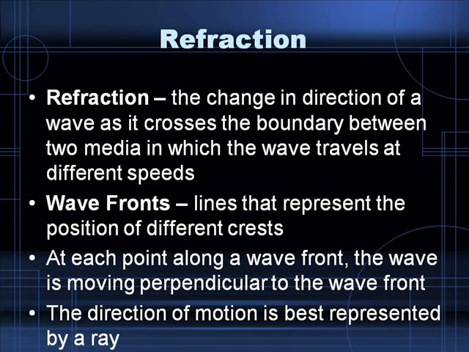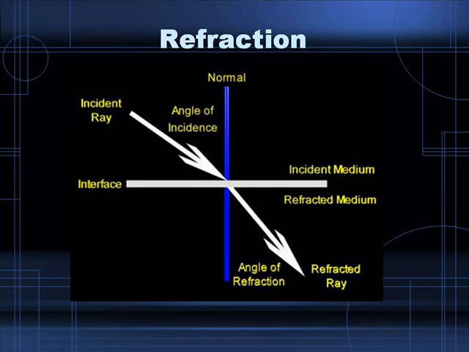Refraction. The change in direction of a wave as it crosses the boundary between two media in which the wave travels at different speeds. Wave fronts: lines that represent the position of different crests. Each point along the wave is moving perpendicular to the wave front. The direction of the motion is best represented as rays. Here's an example of refraction.